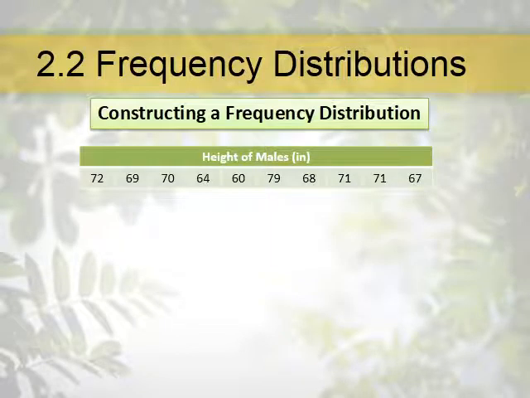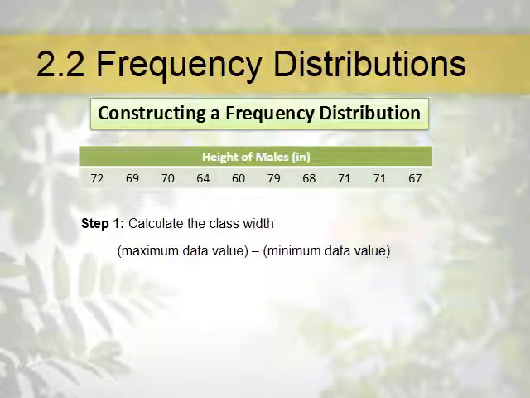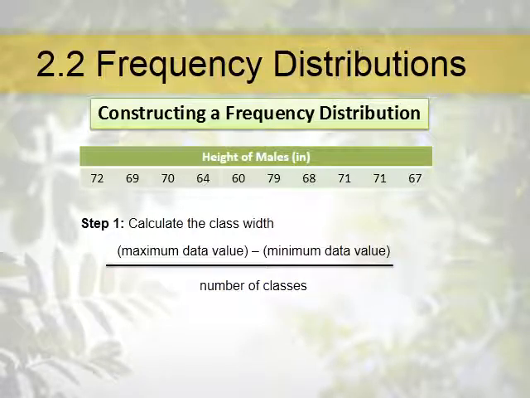So what we do is first calculate the class width. And we do this by taking the largest data value minus the smallest data value and then dividing by the number of classes. So in this case we were told to create 4 classes, so we're going to divide by 4. Our maximum data value in this case looks like it is going to be 79, and we would subtract off the minimum data value, which in this case is 60. Divide by 4 gets us approximately 5.